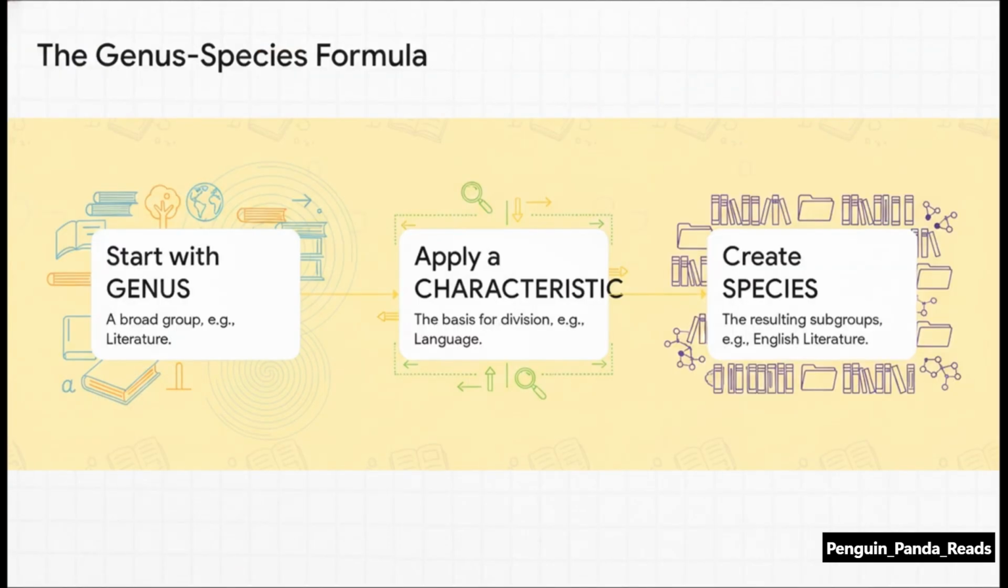And the engine that powers this whole process? It's this simple, classic formula. Genus, species. You start with a big, broad category, the genus, say, literature. Then you apply a dividing principle, your characteristic, in this case, language. And voila, you get your more specific subgroups, the species, like English literature, French literature, and so on.